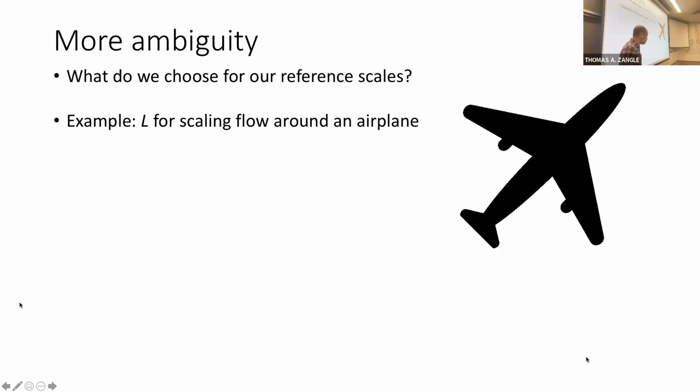But there's more ambiguity here in dimensional analysis, which is what do we choose for our reference scales? So an example would be the length for scaling flow around an airplane, right? Let's say we want to figure out what the flow looks like around an airplane. We're using Navier-Stokes to solve this aerodynamics problem. What length should we use? Anyone? What length would you use here? What's that? 1 meter. So 1 meter doesn't actually tell us anything about exactly what's going on in the problem, right?